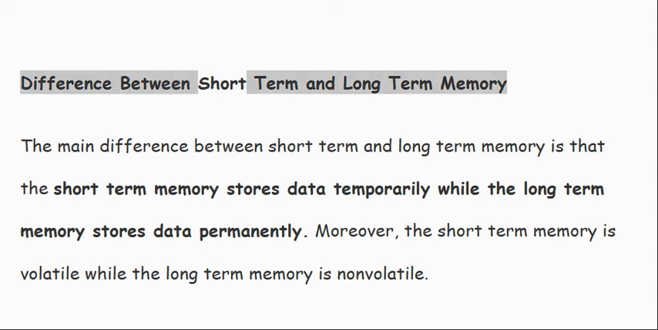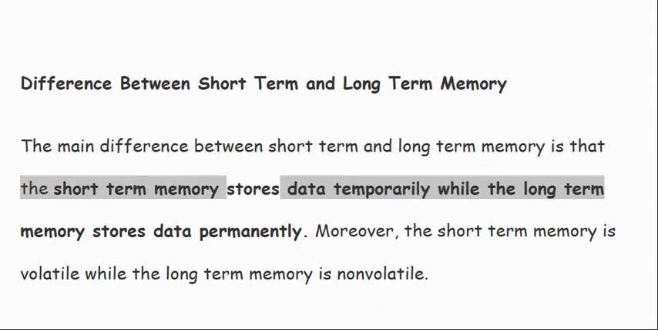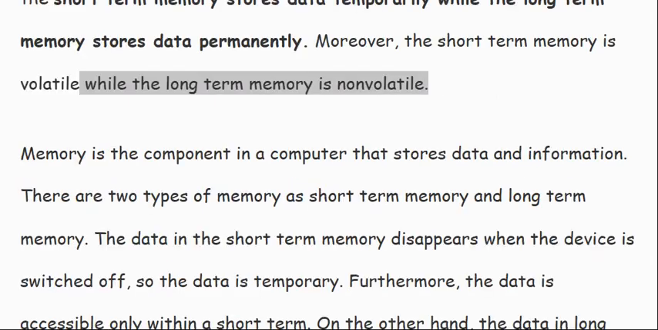Difference between short-term and long-term memory. The main difference between short-term and long-term memory is that the short-term memory stores data temporarily while the long-term memory stores data permanently. Moreover, the short-term memory is volatile while the long-term memory is non-volatile.